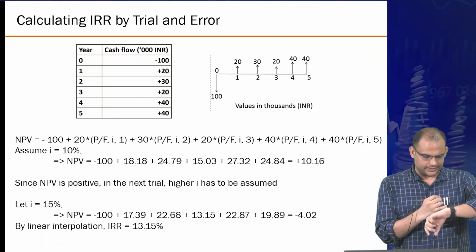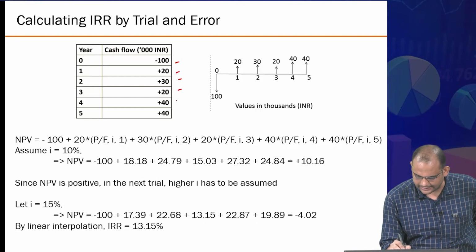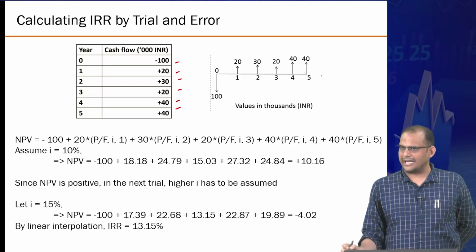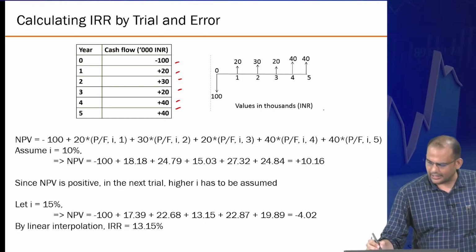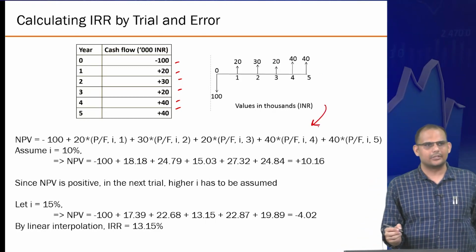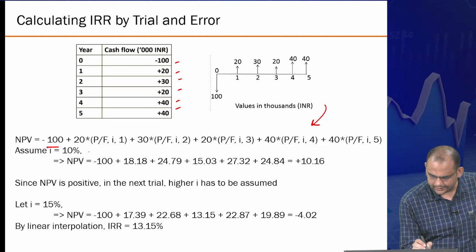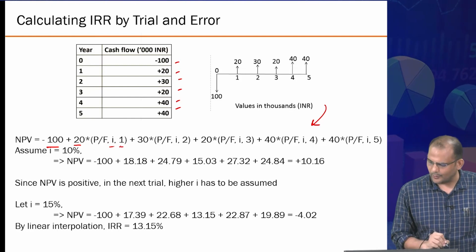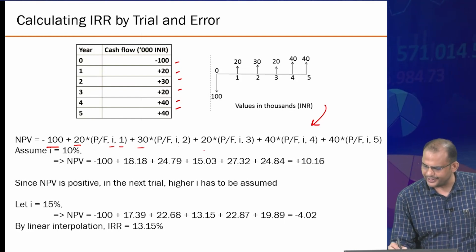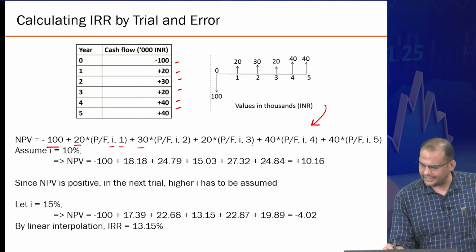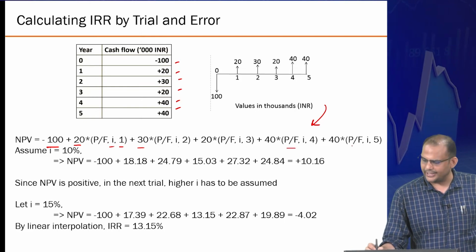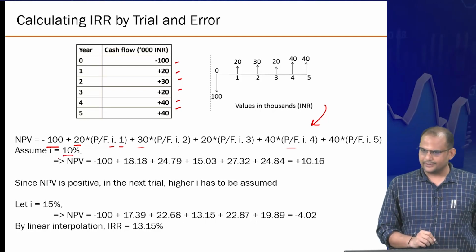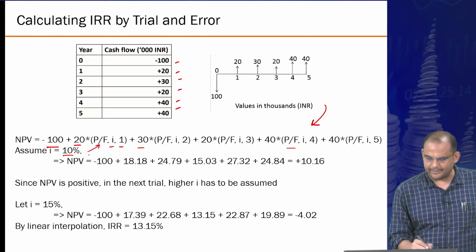This is the cash flow series. You have 100 plus 20, 30, 20, 40, 40. Some I value we don't know. So this is the kind of cash flow series you have plotted, right? So you convert this into a present worth format: 100, 20 into P by F, I for 1 year, 30 P by F, I for 2 years, 20 P by F, I for 3 years, 40 P by F, I for 4 years, and so on and so forth, right? You assume I to be 10%.